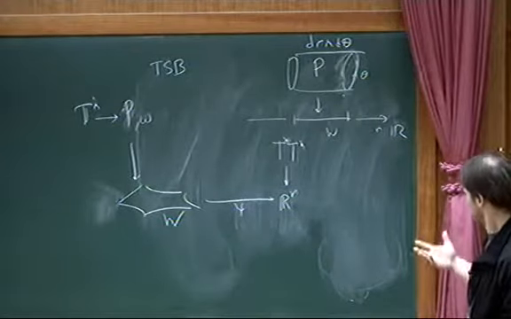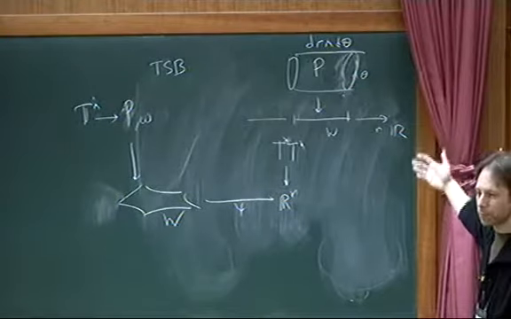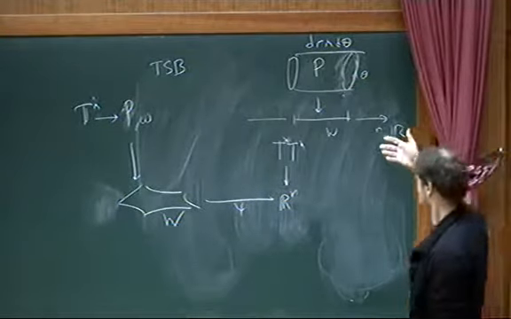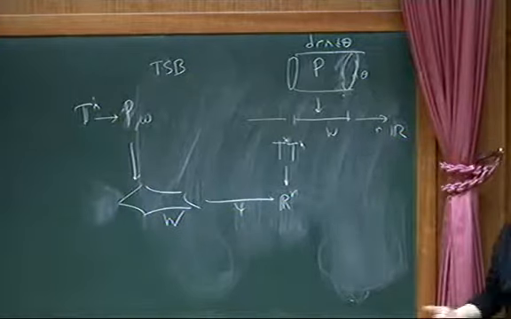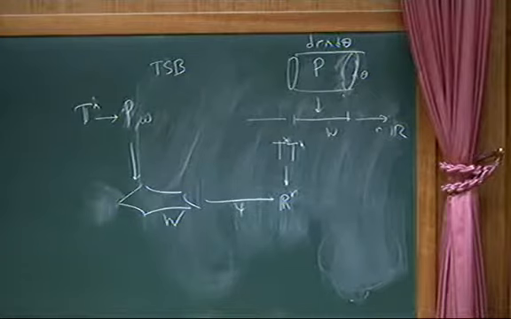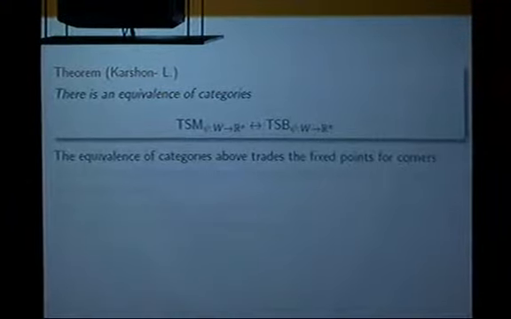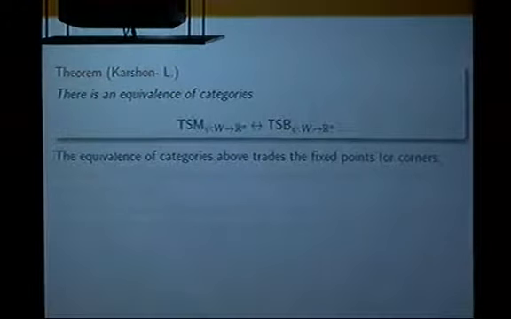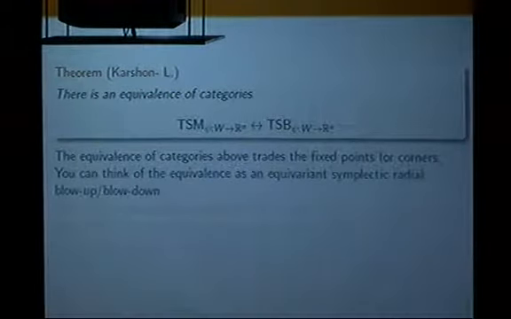And the reason why it works is basically these pictures. Because the radial blowups replace Cn by a torus bundle over a corner. And then you have to be careful to show that this can be done naturally. So, the things I've been talking about: you trade fixed points for corners. It's a blow up, blow down.